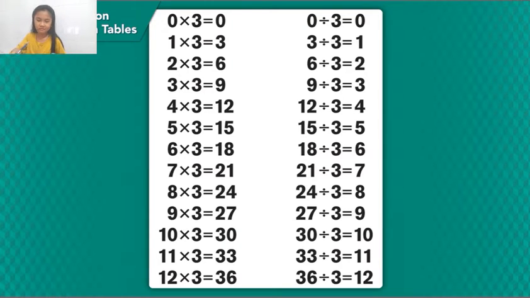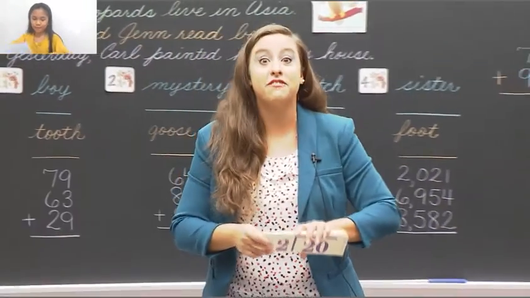12 divided by 3 equals 4. 15 divided by 3 equals 5. 18 divided by 3 equals 6. 21 divided by 3 equals 7. 24 divided by 3 equals 8. 27 divided by 3 equals 9. 30 divided by 3 equals 10. 33 divided by 3 equals 11. 36 divided by 3 equals 12. You've got it. Now we're going to go through some of those division facts this time.